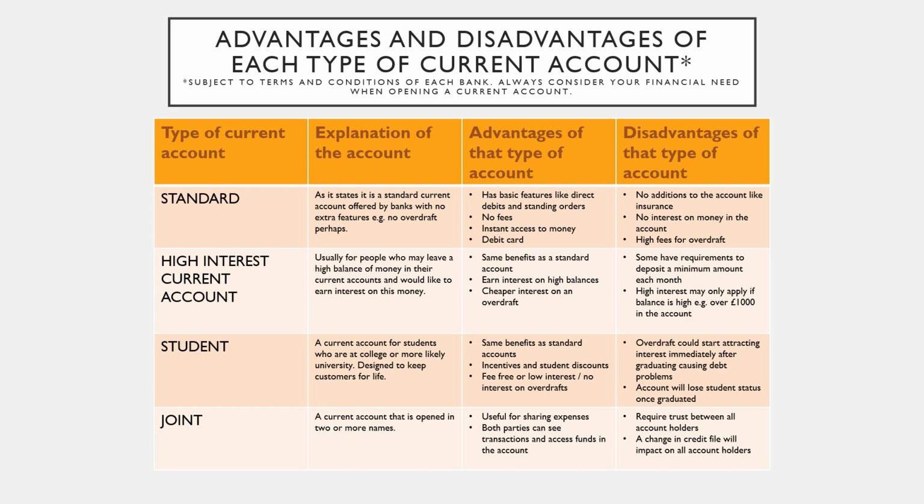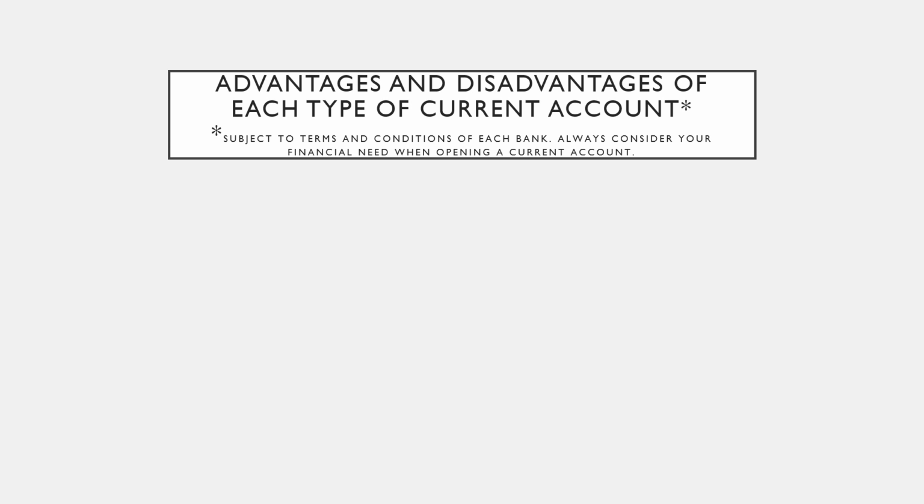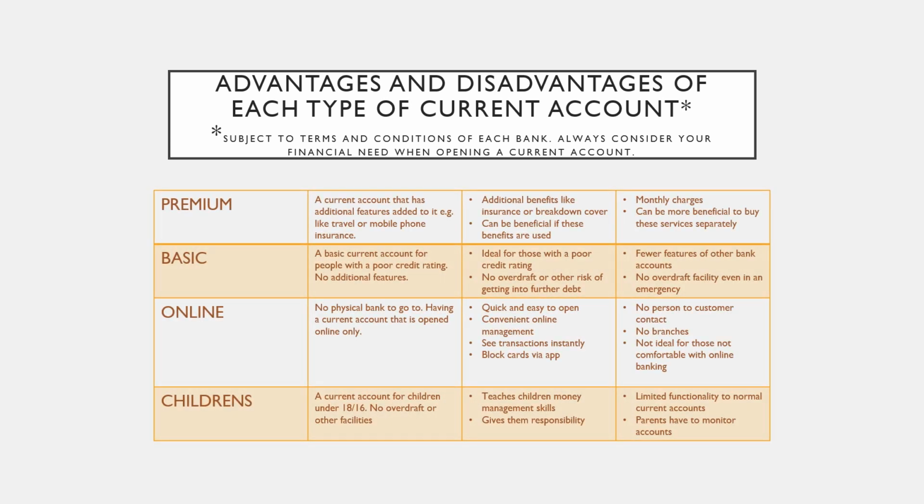But that's looking at 4 different types of current account. On the next slide, we will look at some more. Okay, so here are the final 4 of the different types of current account that banks offer. So we have premium, basic, online and children's current account. Let's just have a look at a couple of them. Again, you can pause the video and have a read of this yourself. But let's have a look at premium and online.